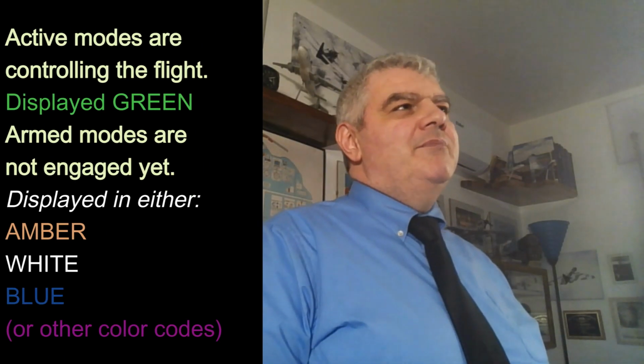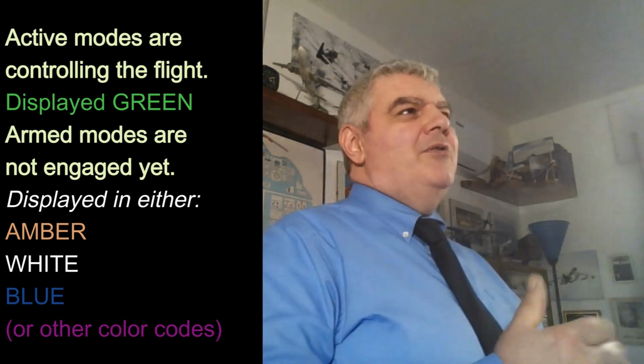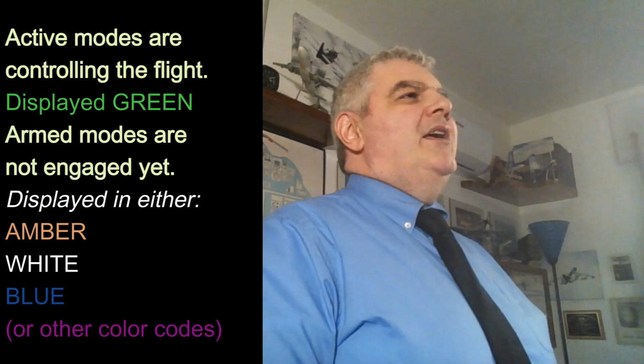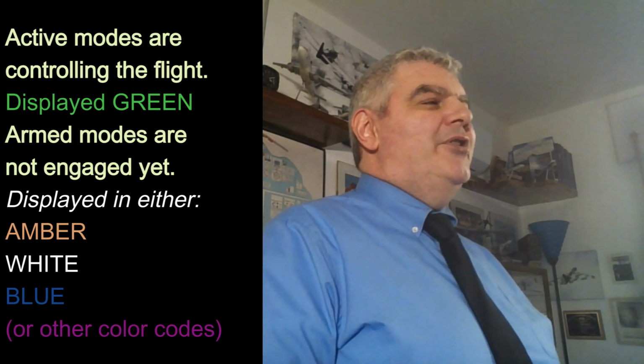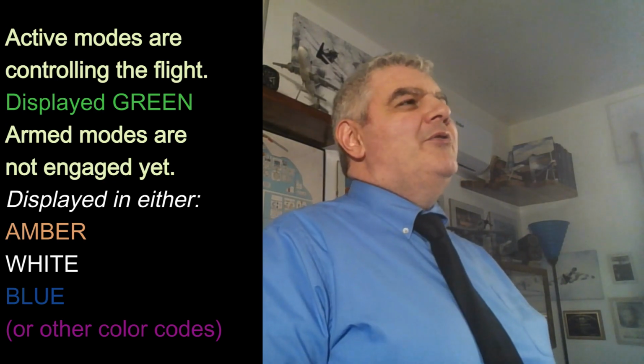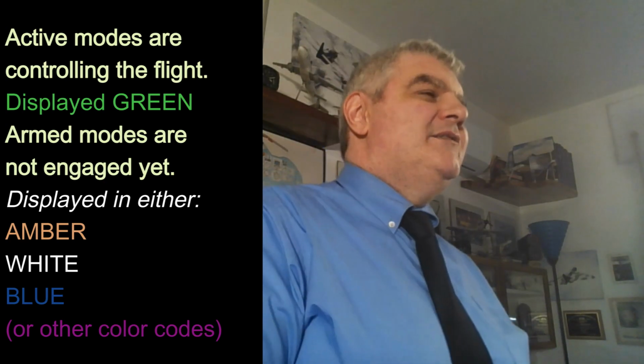It is very important to understand what is the difference between an armed mode and an active mode. Armed modes are typically shown in white, or on the old autopilot they will be shown in yellow or amber. Okay, these modes show you that the mode is not active. The mode will go active when the required condition is satisfied. So an armed mode will have an arm condition, and if that condition is satisfied, then the mode will become active.